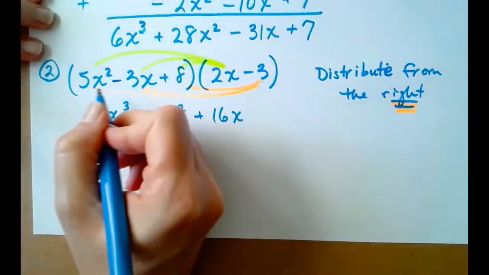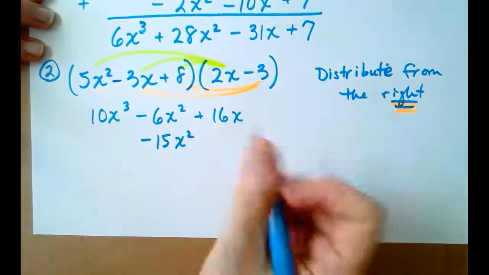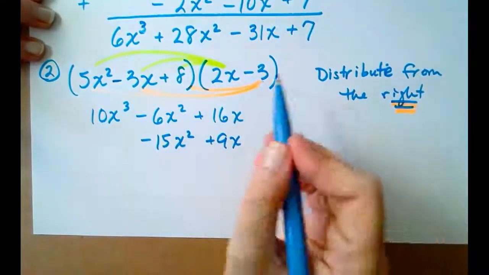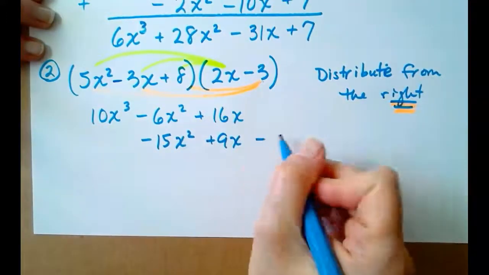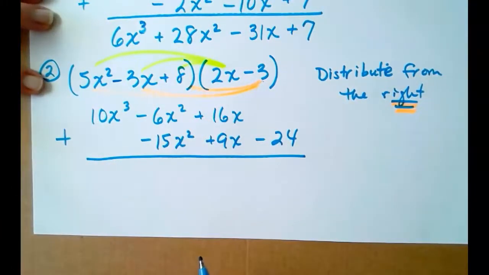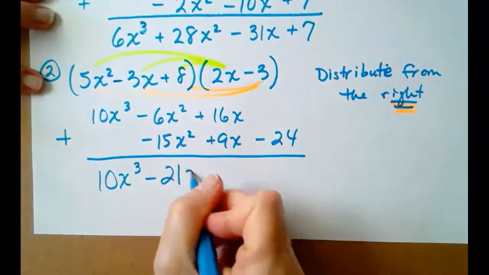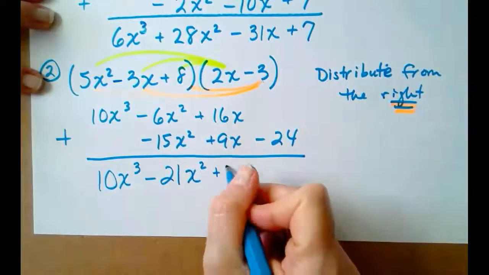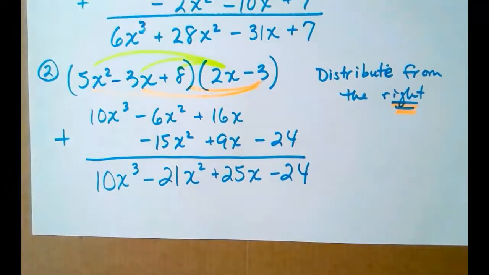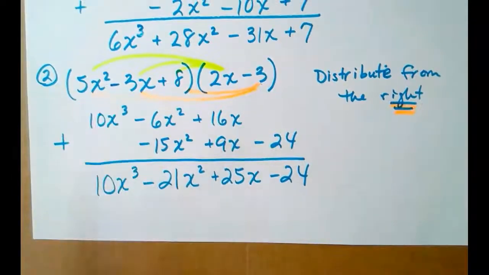Negative 3 times 5x squared is negative 15x squared. Negative 3 times negative 3x is plus 9x. Negative 3 times 8 is a minus 24. Add those like terms down the columns. 10x cubed minus 21x squared plus 25x minus 24 for our final product. That's a binomial times a trinomial using the distributive property.